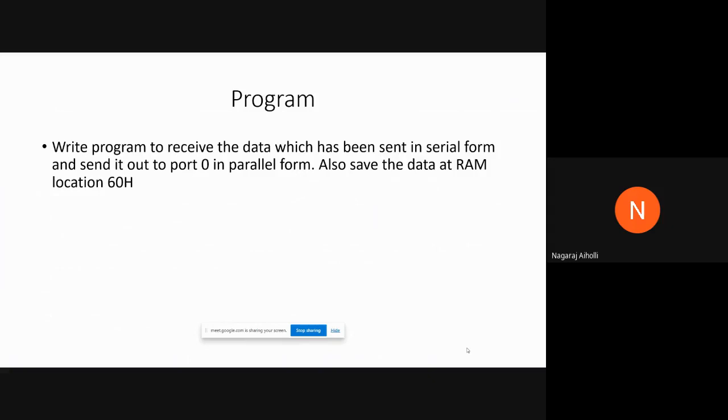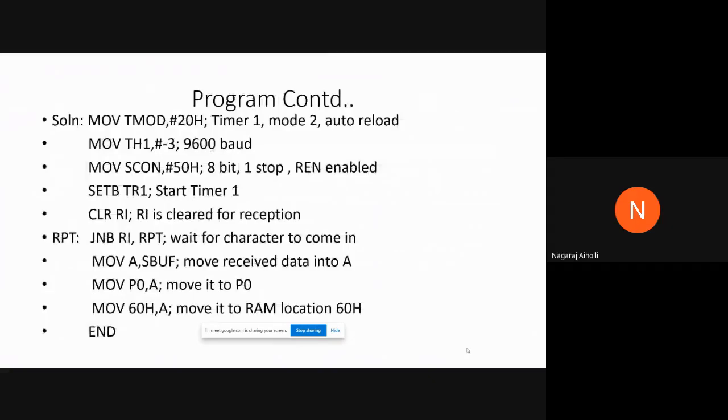This program is all about assembly programming. Here we have to write an assembly language program, starting with the storage of value in TMOD: MOV TMOD, #20H. That is for timer 1 mode 2. We know that timer mode 2 is an auto reload timer.